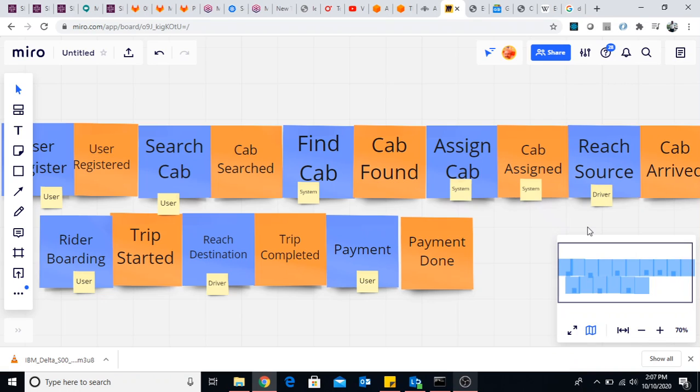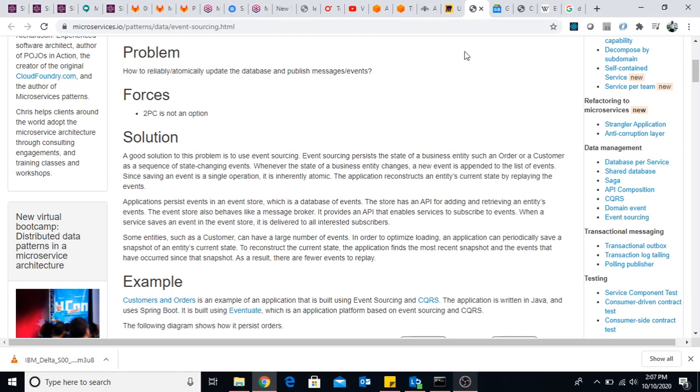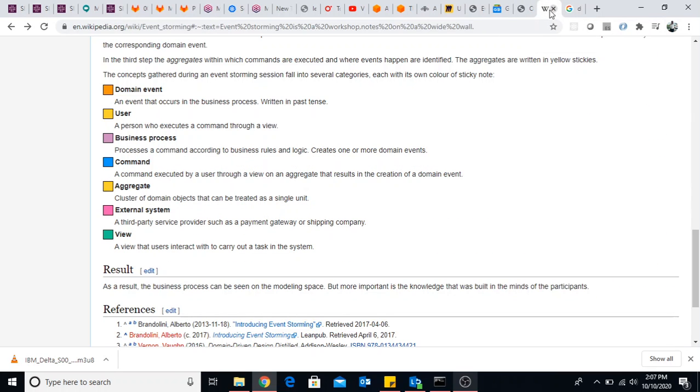Now the final step is to put aggregate. What are aggregate? During the previous discussion, I have focused on aggregate. So, the cluster of domain objects that can be treated as a single unit. It will not give you much sense.